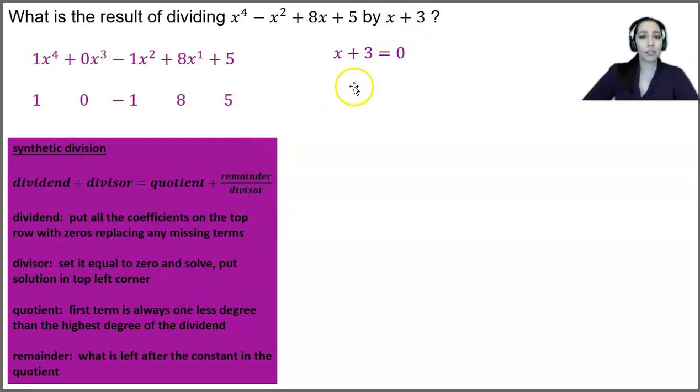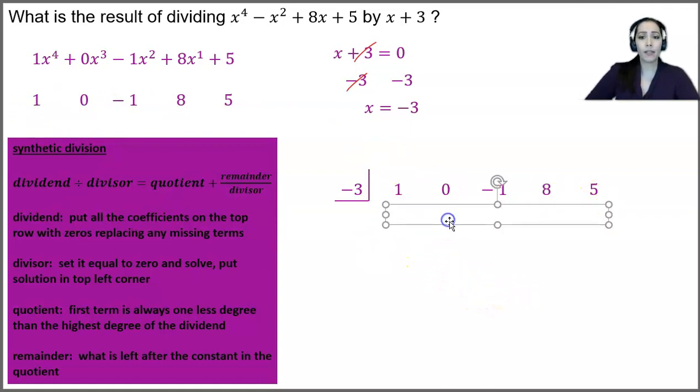So I'm going to take x plus 3, set it equal to 0, and solve. So I subtract 3 from each side. The 3's end up canceling out on the left, and I get x equals negative 3. So the divisor goes in the top left corner. It's kind of like a half square or a box. So that's where I have the negative 3. Then the dividend, all those coefficients have to go on the top row. So I'm going to write 1, 0, negative 1, 8, and 5 across the top row. Then I'm going to leave a little bit of a space and then draw a line.